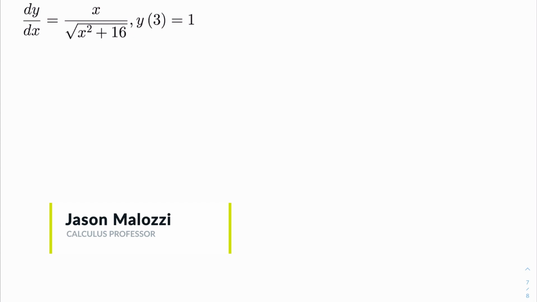What we have here is a differential equation. dy dx is equal to x divided by the square root of x squared plus 16, where we know that the y value when x equals 3 is equal to 1. So the goal is to solve this differential equation, which means we're trying to find the function y that satisfies all these conditions.